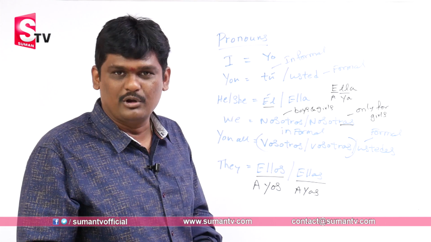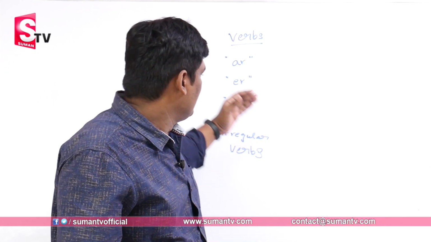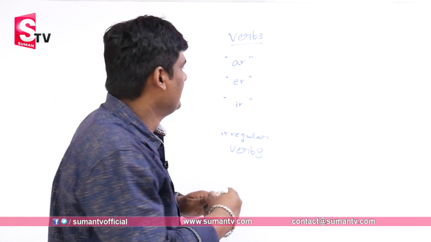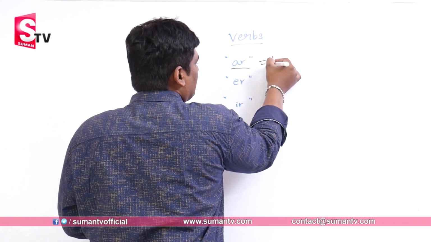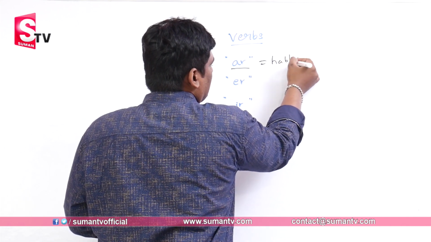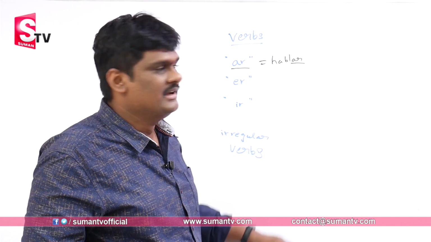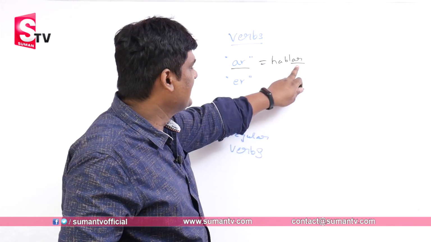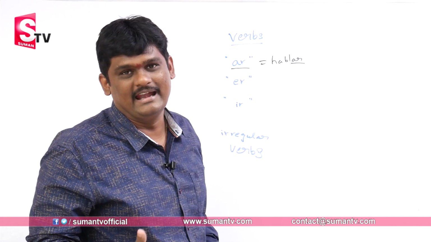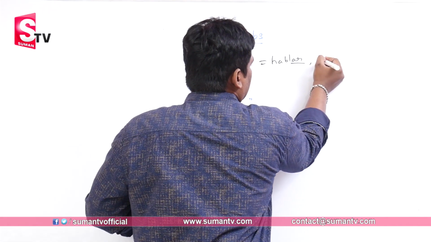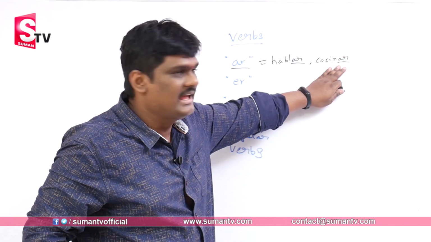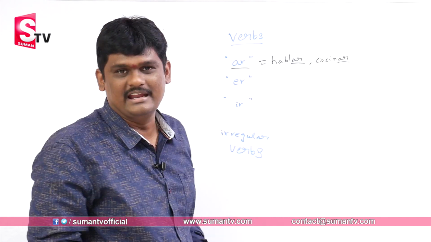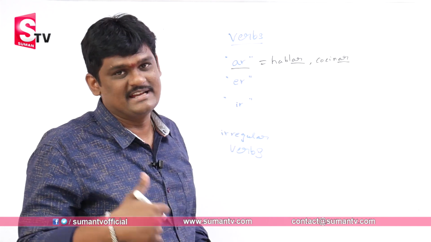So this is about pronouns. Verbs. There are 4 types of verbs in Spanish. As I told you, a verb which ends with AR. For example, hablar. Hablar means to speak. It ends with AR, so it comes under AR-ending verbs. Cocinar is also ending with AR, so this comes under AR-ending verbs.